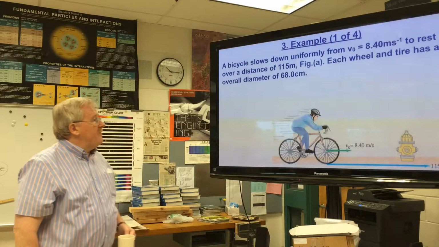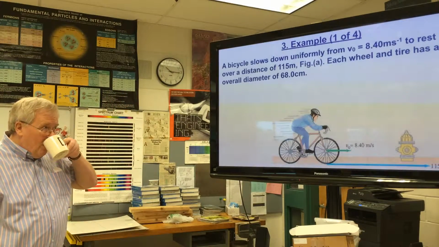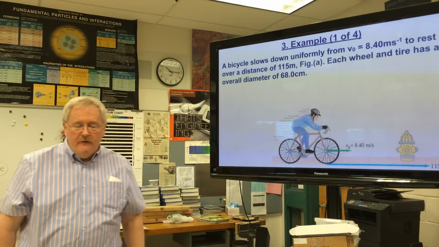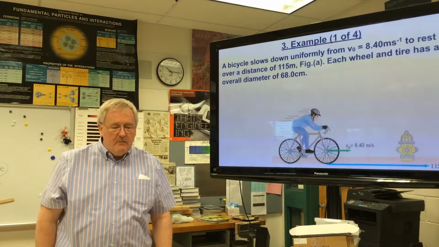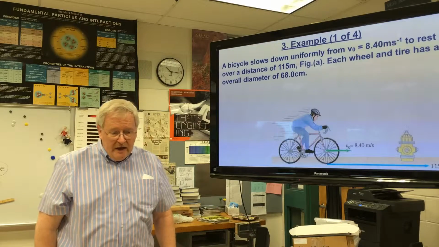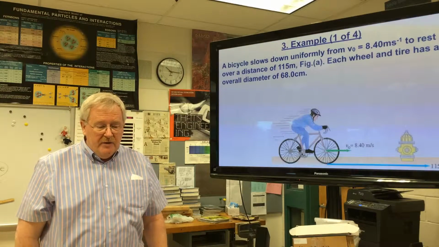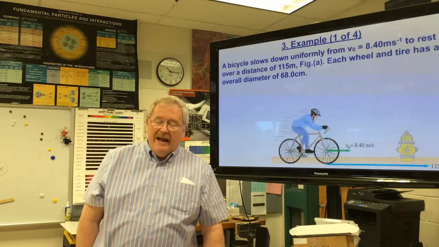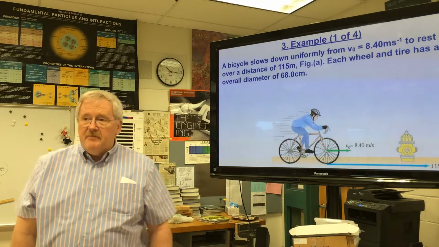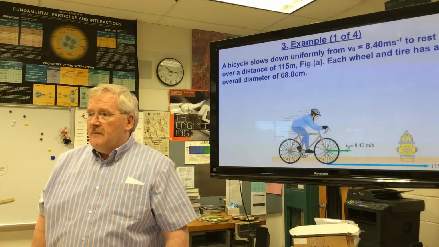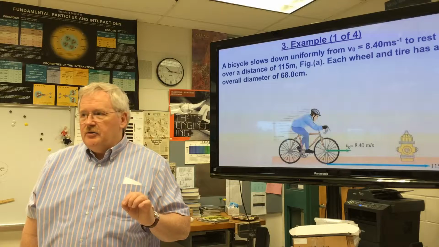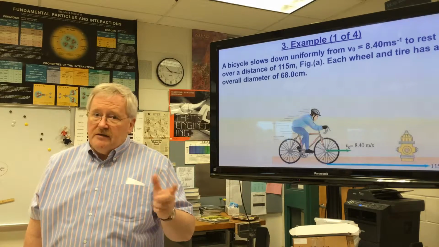Let's have a look at the example. We've got a bicycle slowing down uniformly from an initial velocity of 8.4 meters per second to rest over a distance of 115 meters. Each wheel and tyre has an overall diameter of 68 centimeters. First thing you should realise, we only deal with radii usually, so we're going to have to divide that by 2.